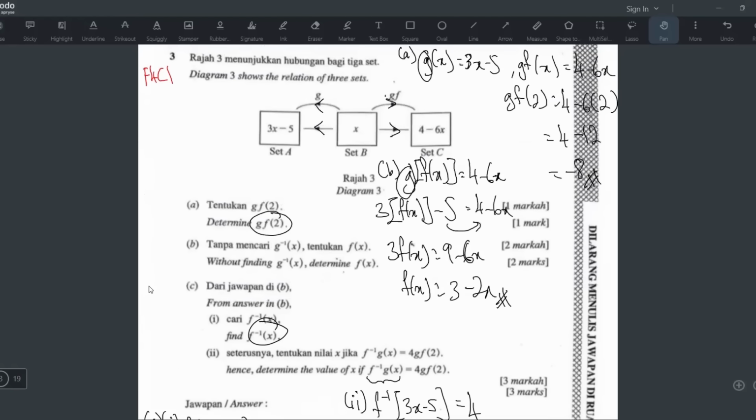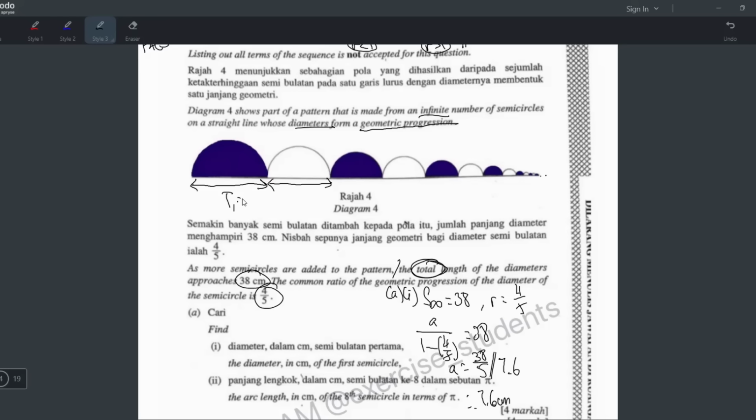But they ask us to find what? The diameter of the first semicircle. So 7.6 cm. Because A is the first term, and the first term is the diameter for the first semicircle. So now let's write it here, 7.6 cm. And you can actually find the second diameter. How to find it is take 7.6 times 4 over 5, because 4 over 5 is the ratio. I press 7.6 times 4 over 5, and I got the diameter here to be 6.08 cm. That's the T2.